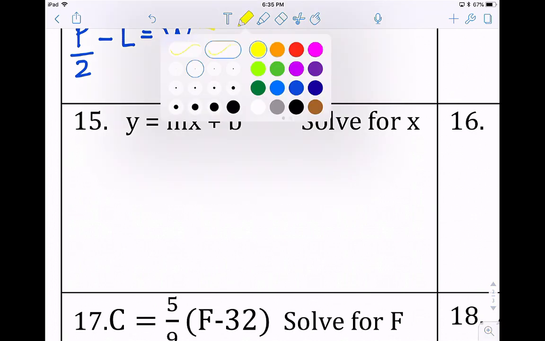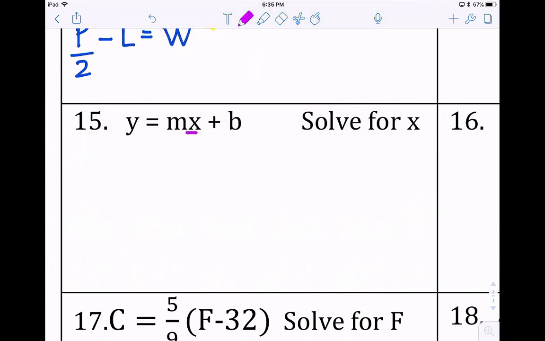So we want to get x by itself. We want this x by itself. So very similar to that last one. I need this plus b to go to the other side first. Opposite order of operations, we do addition and subtraction first. So I would subtract b from the other side.